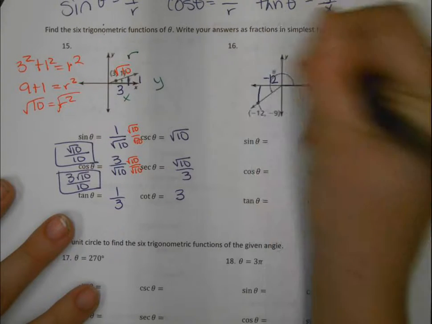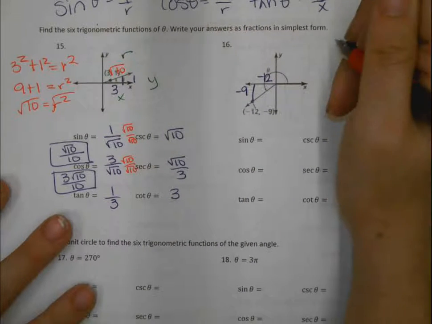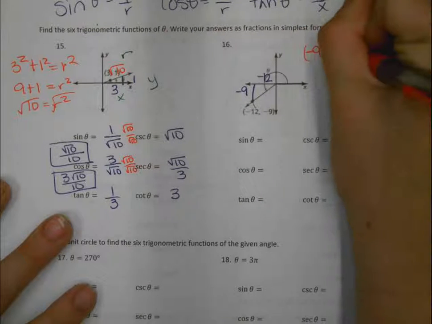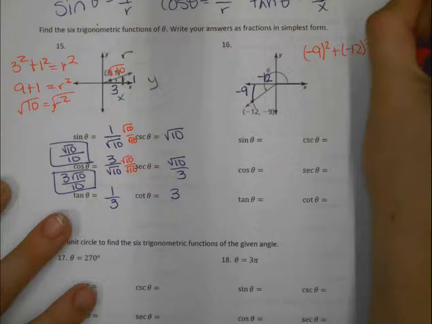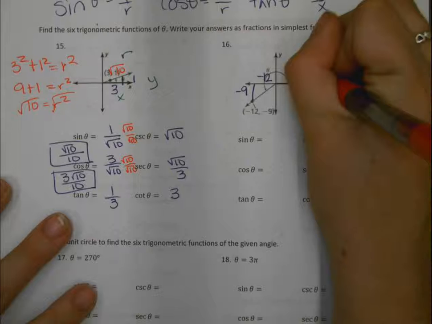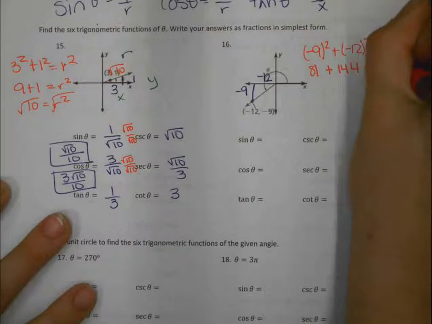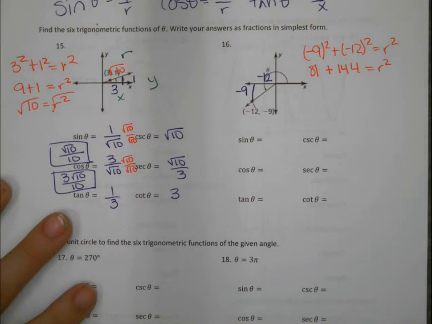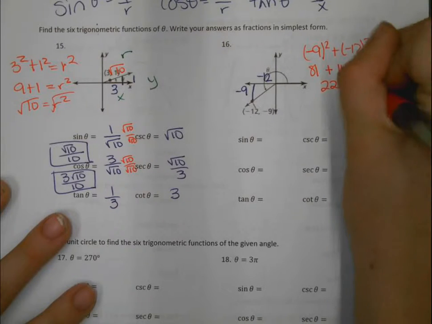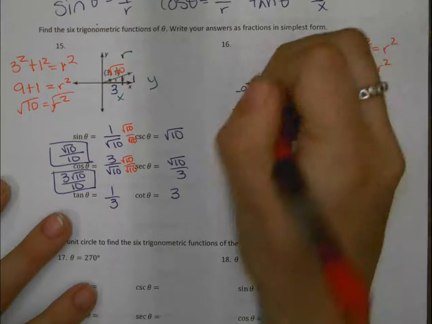On number 16, I'm going to do the same thing. Negative 12 is my x value. Negative 9 is my y value. I'm going to solve for my r value. So I have negative 9 squared plus negative 12 squared equals r squared. Negative 9 squared is 81. 12 squared is 144. 81 plus 144 is 225. I'm going to take the square root. This one actually works. The square root of 225 is 15.